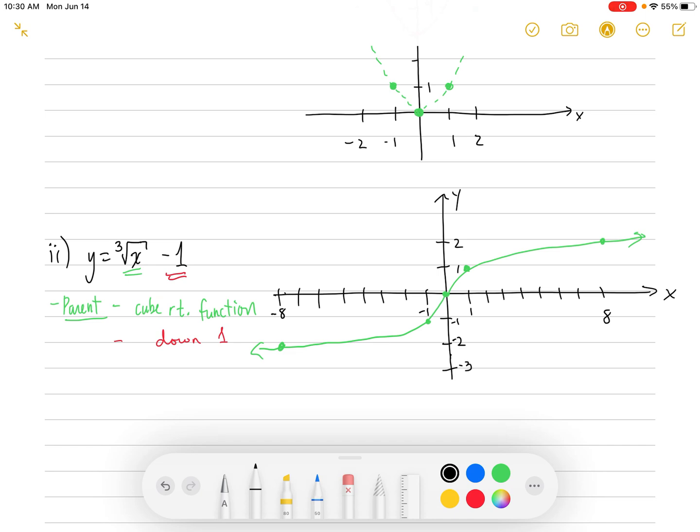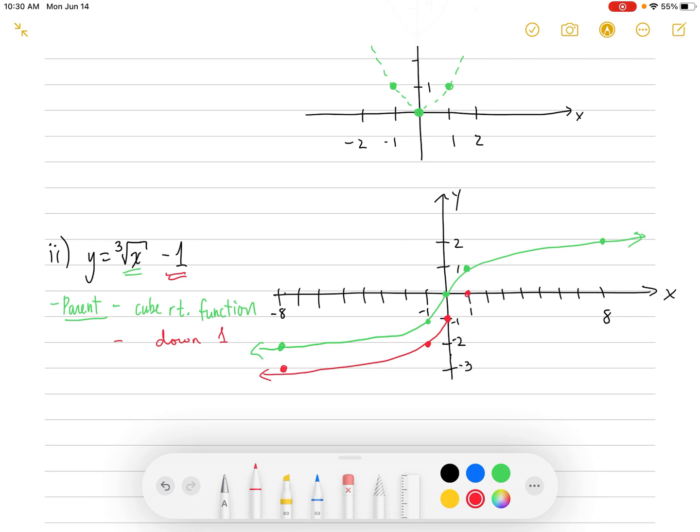Now, we're going to go down 1. So basically, I need to make a marking here for negative 3. We're going to take this left endpoint, which is at negative 8, negative 2, and move it down to negative 8, negative 3. We're going to take the point at negative 1, negative 1 and move it down 1 to negative 1, negative 2. The inflection point, which is at the origin, is going to move down 1 to 0, negative 1. And the left side will look something like this.